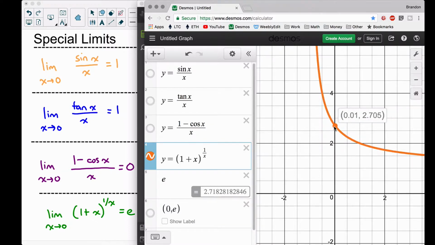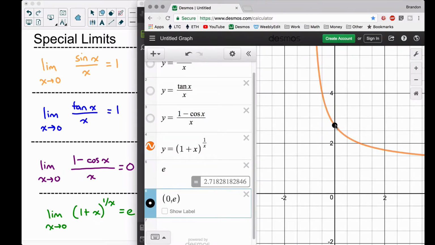But what I want to show you here is that yes, we are getting close to that value of e, even though this dot here is not really on the curve because of the hole in the graph.